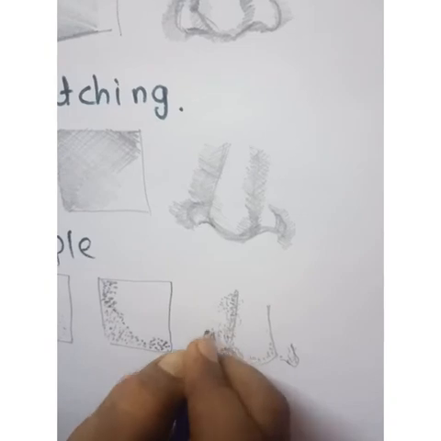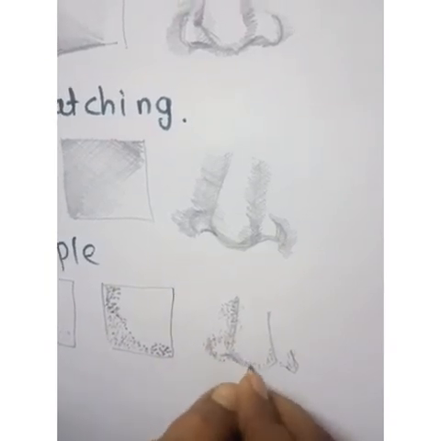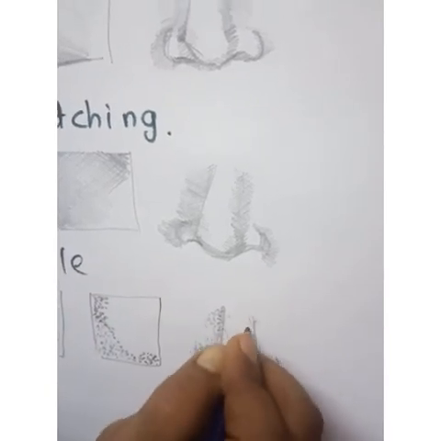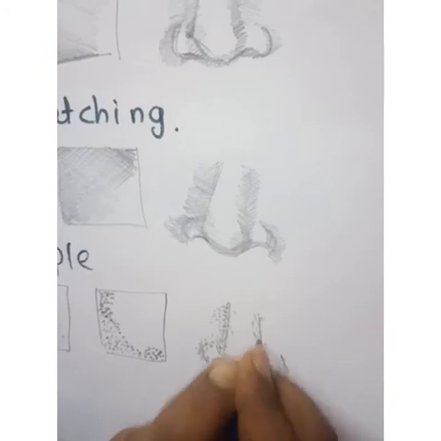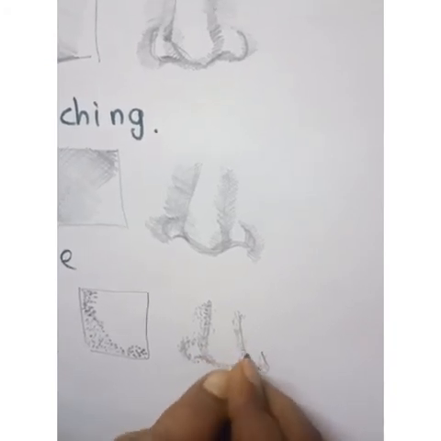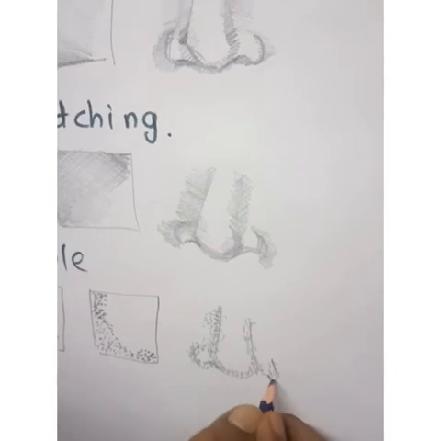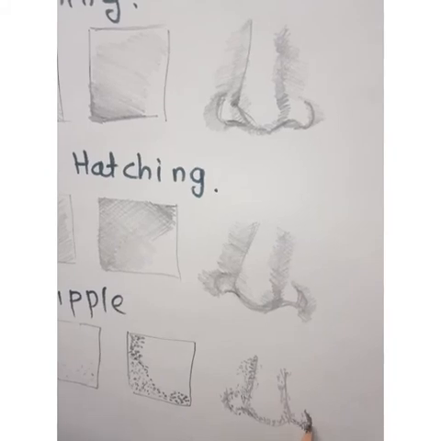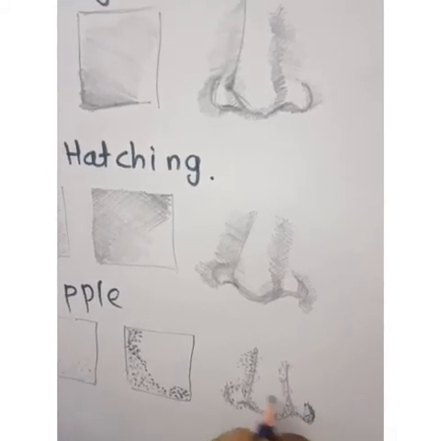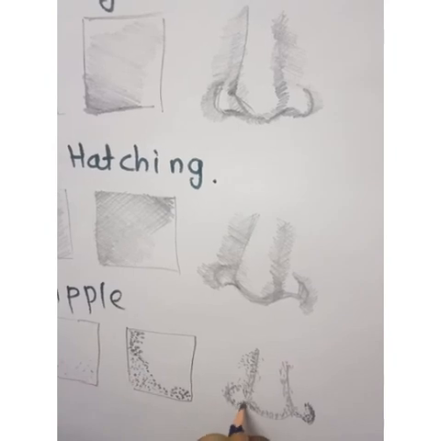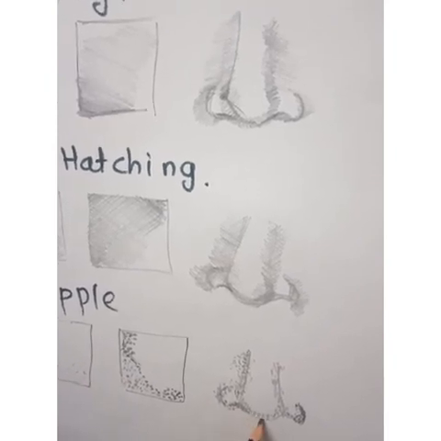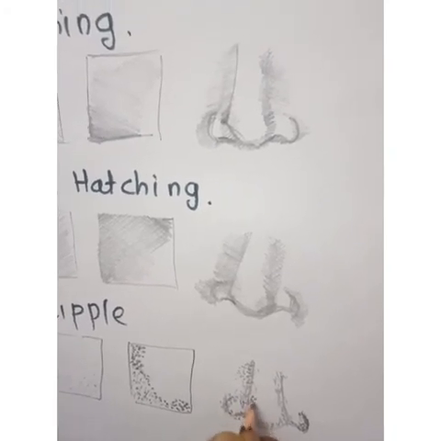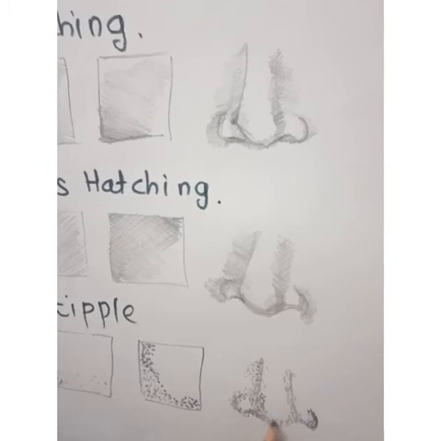So first, for all these techniques, you are going to learn the shading part. Means where we have to use dark, where we have to use light. That you can learn by keeping the object in front of you, and see that one side should be dark and one side should be light. One side should be open and one side should be closed. In that way you can learn the shading, how to use the shading techniques.